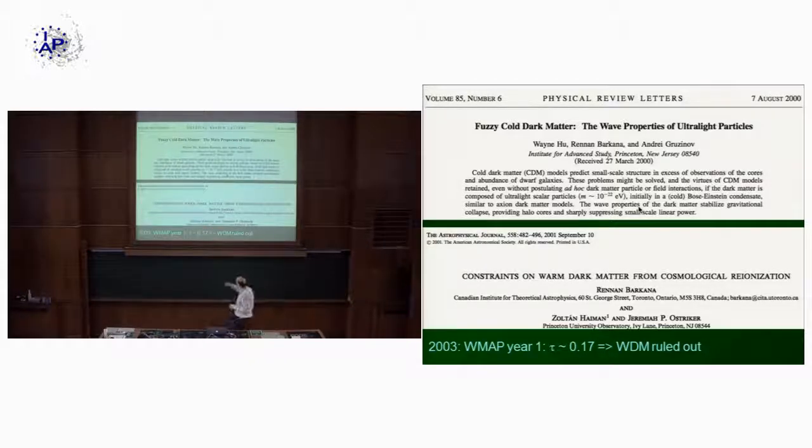Now, in 2003, WMAP came out with the year one data. They said, of course, that tau is 0.17. Reionization was extremely early. So they actually cited our paper and said, therefore, warm dark matter is ruled out. They didn't even think that we deserved a mention of the fuzzy dark matter. But, of course, fuzzy dark matter was also ruled out in all such models. But then, of course, this high tau went away. So you can see that as a successful prediction if you want.